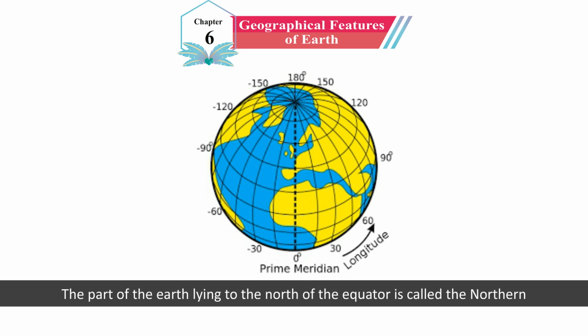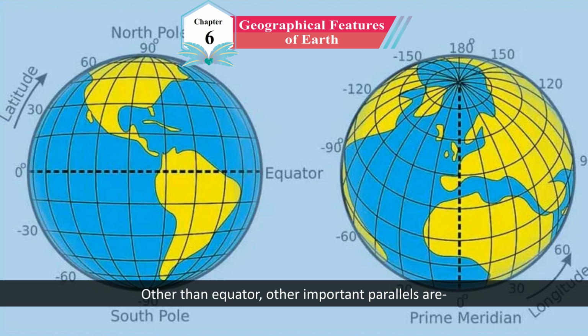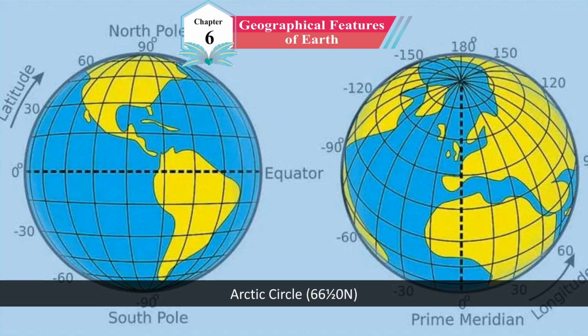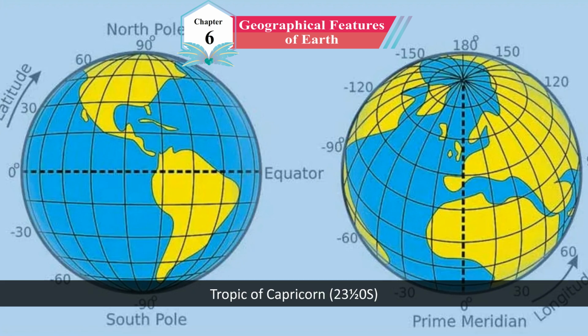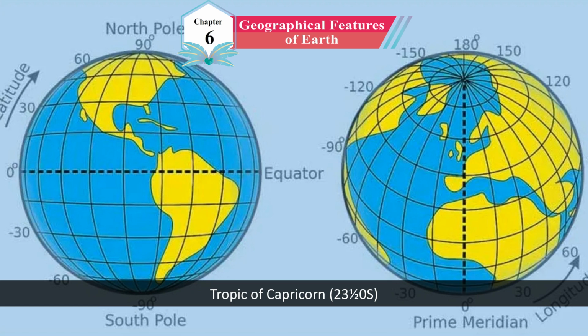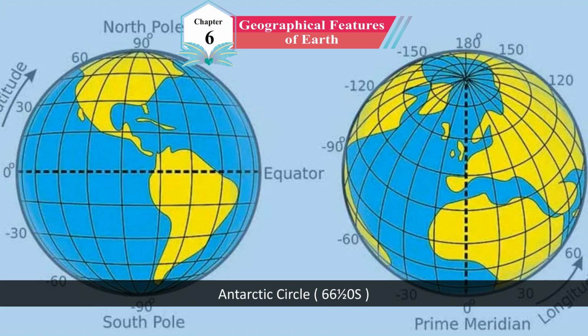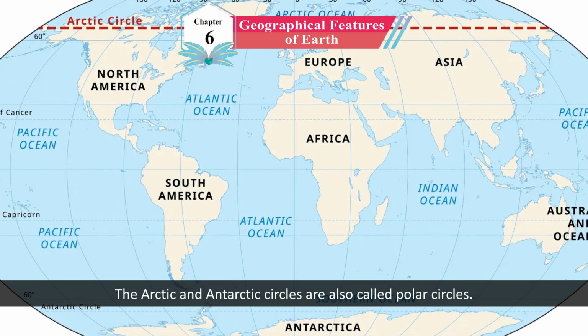The part of the earth lying to the north of the equator is called the northern hemisphere, and the part lying to the south of the equator is called the southern hemisphere. Other than the equator, other important parallels are Tropic of Cancer 23 1/2 degree north, Arctic Circle 66 1/2 degree north, Tropic of Capricorn 23 1/2 degree south, Antarctic Circle 66 1/2 degree south. The Arctic and Antarctic circles are also called polar circles.